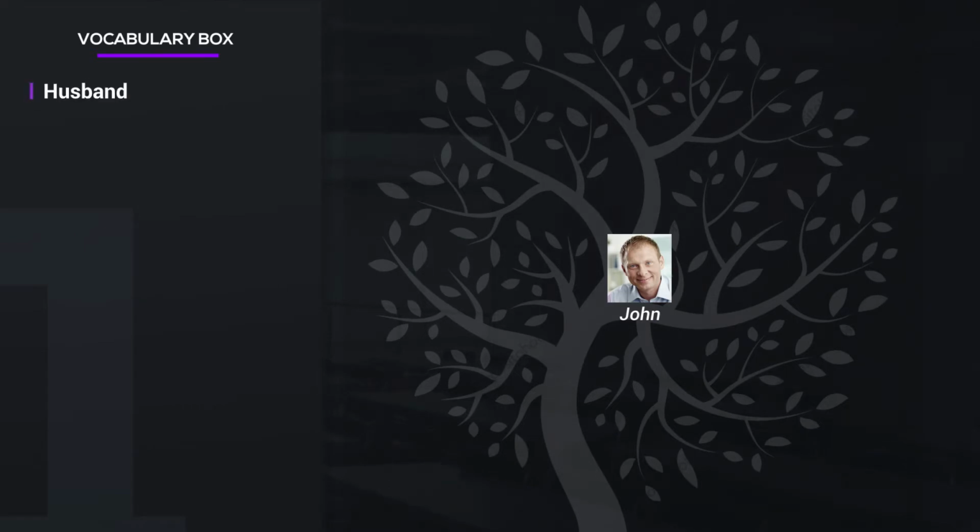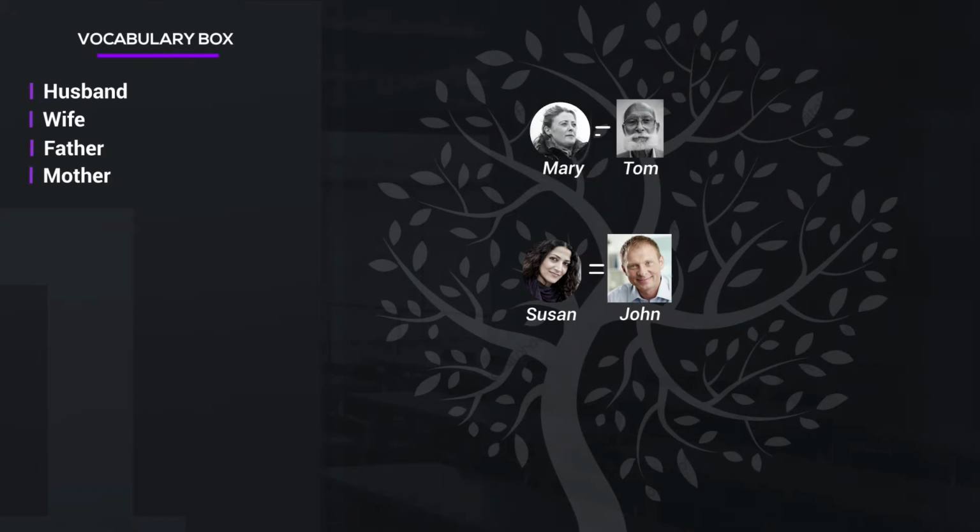John is Susan's husband. Susan is John's wife. Tom is John's father. Mary is John's mother. Tom and Mary are John's parents.